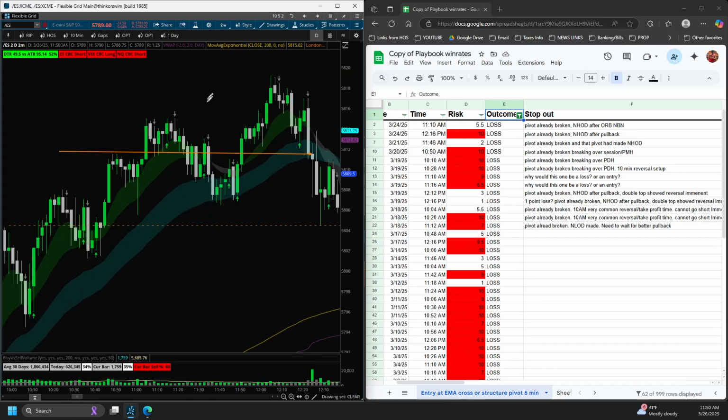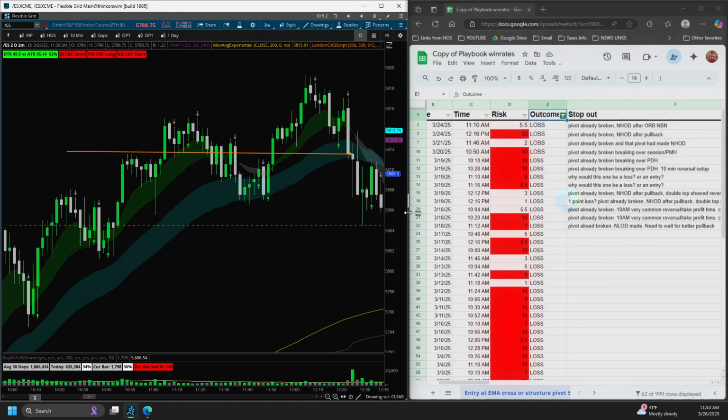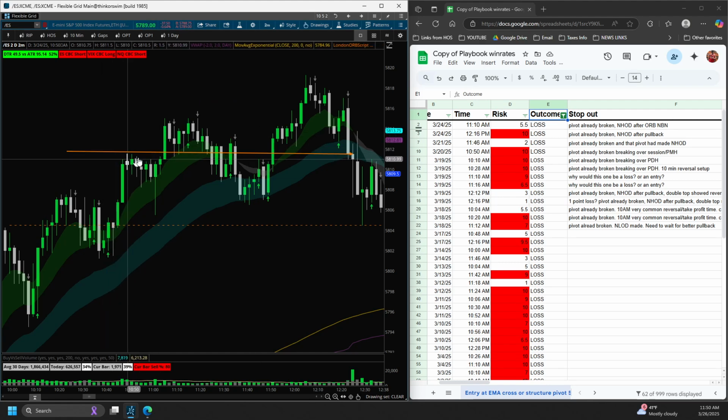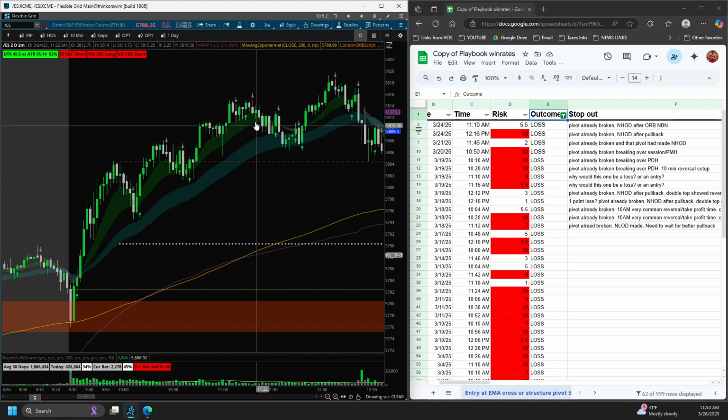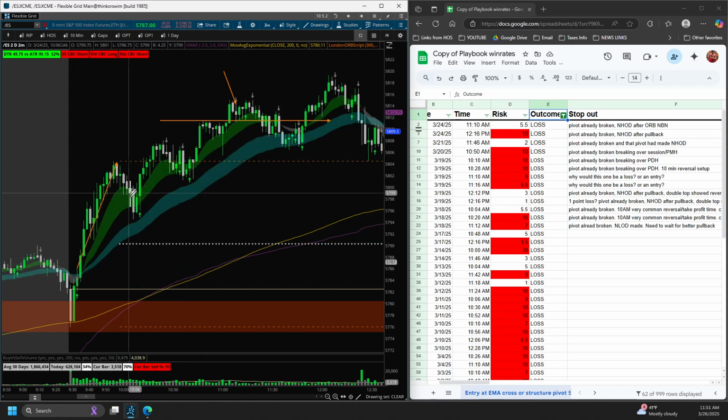Okay, so let's maybe just start like this. Looked at the first one, 3/24 at 11:10. That was this one here, and what I was thinking is, why this trade? Because at 11:10, which is right here, we've already broken the pivot, we've already had this surge move up, and the chart has already made these legs up, right?